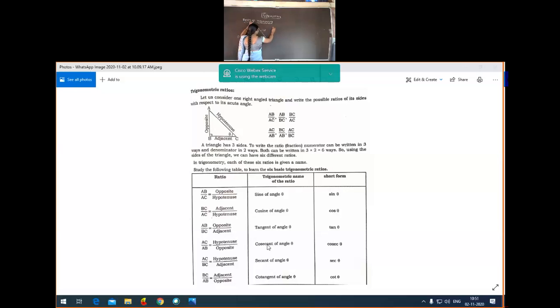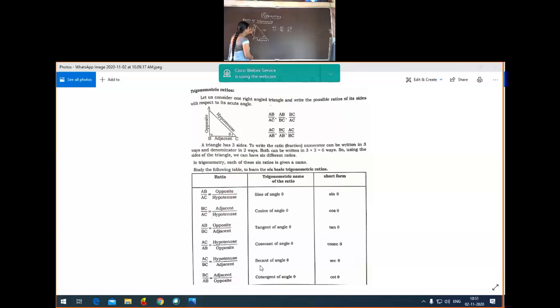AB by AC, 1 ratio. Look at the figure carefully. AB by AC, 1 ratio. Then BC by AC, 1 ratio. Then which one? AB by BC. This AB by BC, 1 ratio. Correct, no?